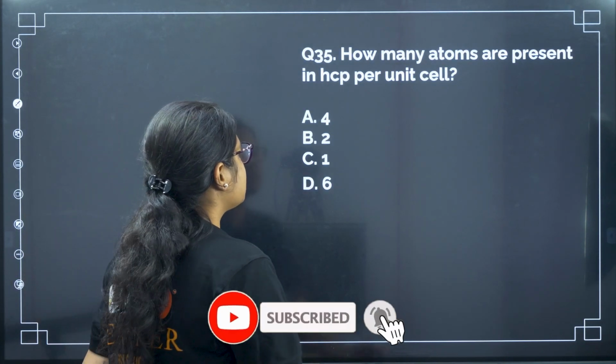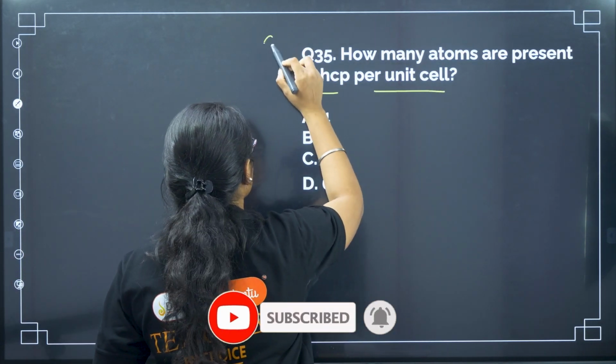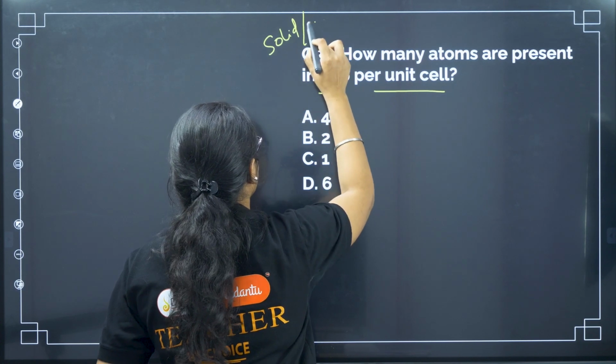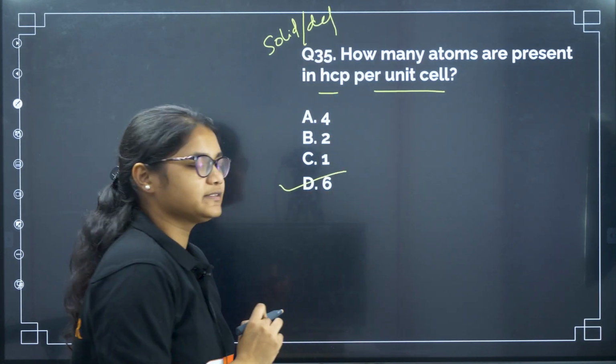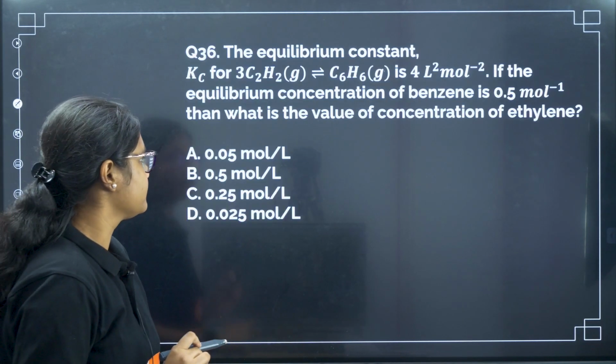Next, how many atoms are present in HCP per unit cell? So this is also from the solid state chapter, okay, deleted portions. So the correct answer for this question is option number D, that is 6.